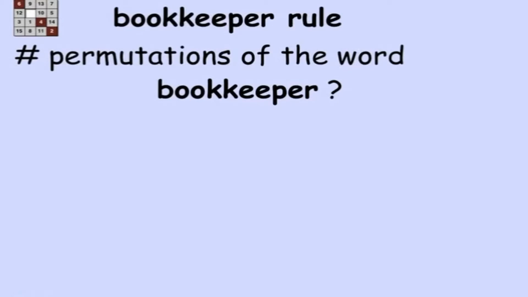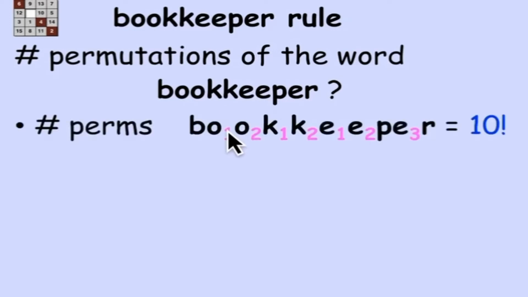So the bookkeeper rule is about the question of: look at the word bookkeeper and ask how many different ways are there to scramble the letters in this word that actually are distinguishable. The point being that the two O's are indistinguishable, so the order in which they appear doesn't matter. Likewise, the three E's and the two K's. Well, how do we answer this question?